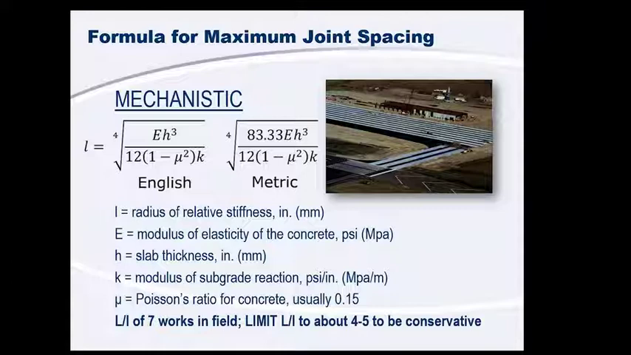And so our way of limiting the stress within the concrete to an allowable joint length is by limiting the ratio of our joint length, the big L, to our radius of relative stiffness, little l. We found through observation that a ratio of 7 works in the field, but we tend to limit it to about 4 to 5 to be conservative when we're designing things.